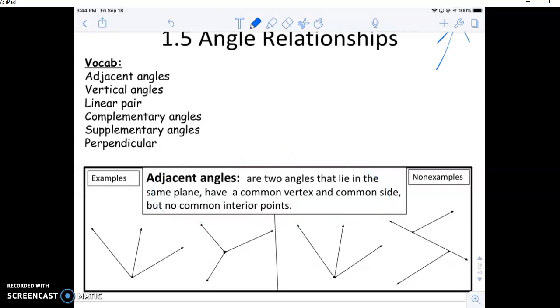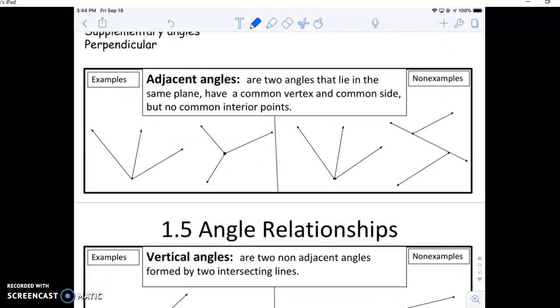All right, so this is 1.5. This is all about angles, and we're actually covering a lot of information today. So we're going over a lot of different types of angles and what we can learn from angles. All right, so first thing we're talking about is what's called adjacent angles. The word adjacent means next to, so just think of adjacent angles that are angles next to each other.